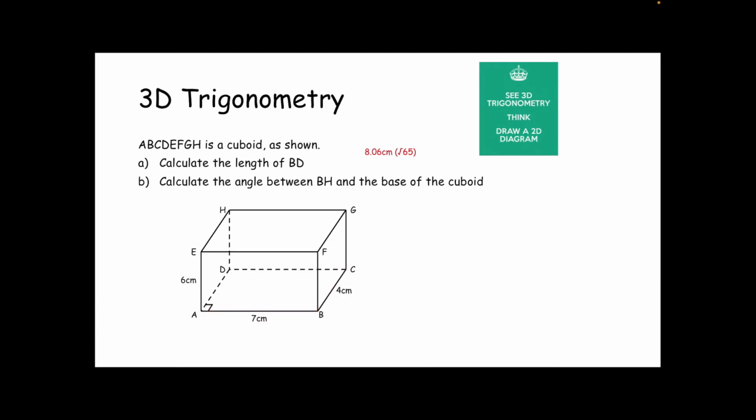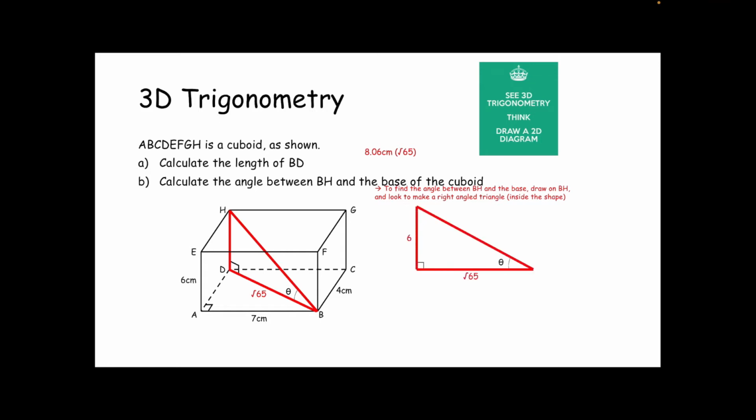Let's have a look at what we're looking for. To find the angle between BH and the base, draw on BH and look to see if you can make this a right angle triangle. Okay, let's draw our length from B to H. How can I make this a right angle triangle? Draw a line from H to D, and then another from D to B. Here we have our right angle triangle.